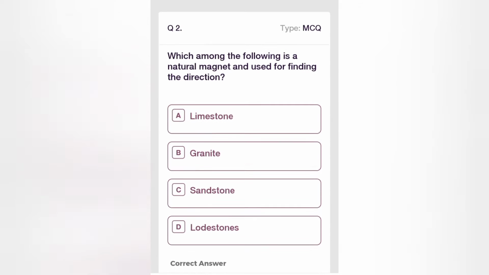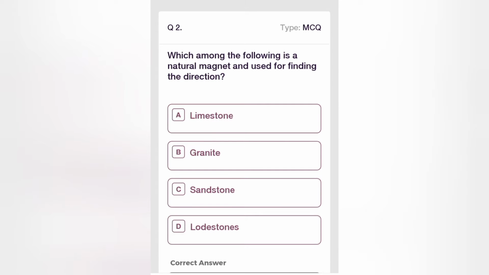Which among the following is a natural magnet and used for finding the directions? See, option A is limestone, which is a calcium compound. Granite is an allotrope of carbon. Sandstone, no. And lodestone, it is the magnetized natural ore, that is magnetite. Therefore, option D is the correct answer. It is a naturally magnetized mineral.